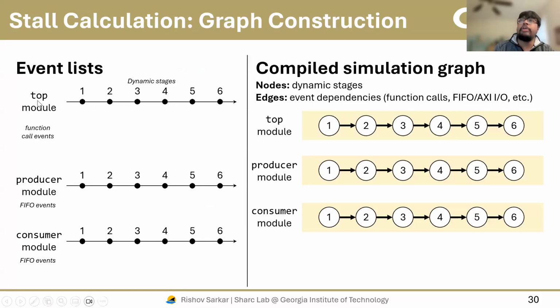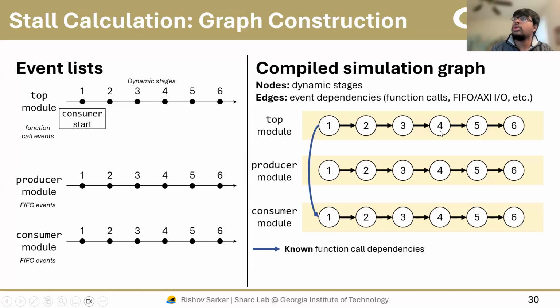In this simulation, we have three modules. One is the top module, and then we have a producer module and a consumer module. The producer is writing to a FIFO, and the consumer is reading from a FIFO. What we do first is, for each dynamic stage in each of these modules, we create a node, and then we have edges between these nodes to encode that stage 1 has to happen before stage 2, which has to happen before stage 3, which has to happen before stage 4, and so on.